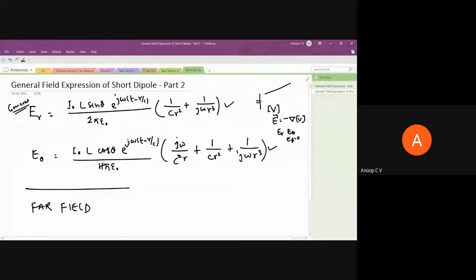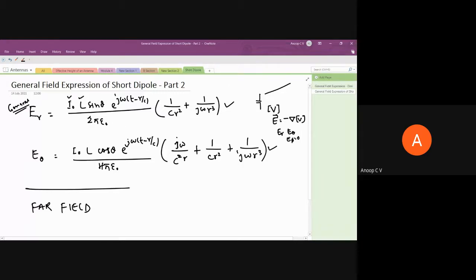So I told you, you don't have to struggle remembering this, because this equation makes some sense. The cause for the electric field is actually what? Charge, right? So E_r and E_theta are dependent upon I naught and L. Of course, if the current is more, more charge will be accumulated, so they depend on I naught. And if the length is more, the length can accommodate more charge, so it is proportional to L.